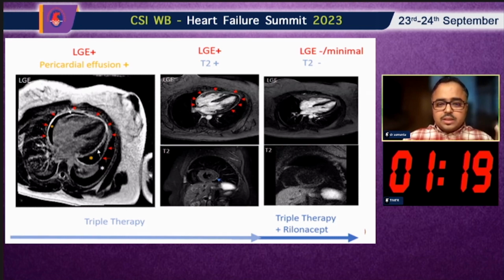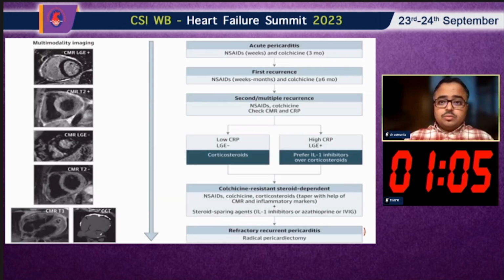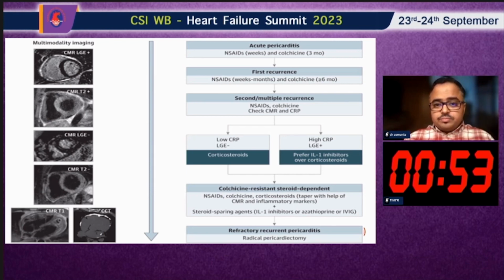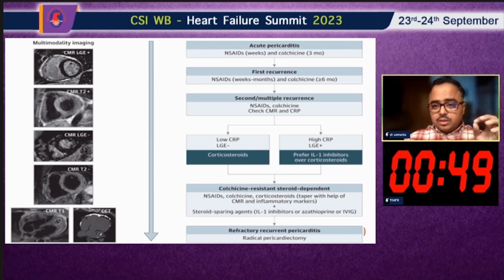Triple therapy, that is glucocorticoid, colchicine, and other NSAIDs, you can see. In the last one, there is not that much LGE. So in that case comes rilonacept or interleukin-1 inhibitors. So for the first recurrence, NSAIDs and colchicine. If second or multiple recurrences are there, NSAIDs, colchicine, and check CMR and CRP for inflammation. With low CRP and LGE negative, corticosteroids. If LGE positive, prefer interleukin-1 inhibitors over corticosteroids. So these are the usual dictums.